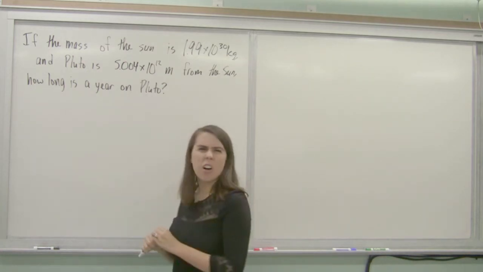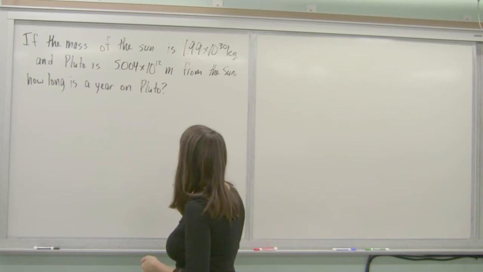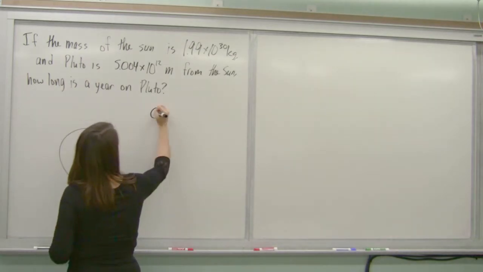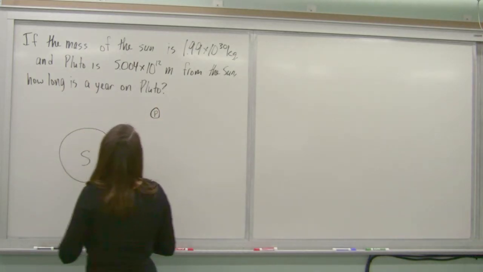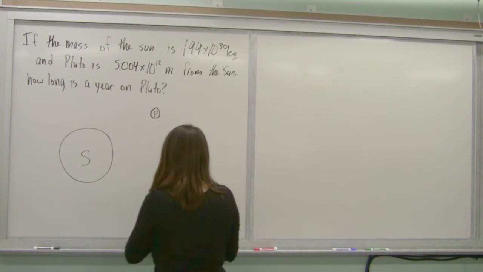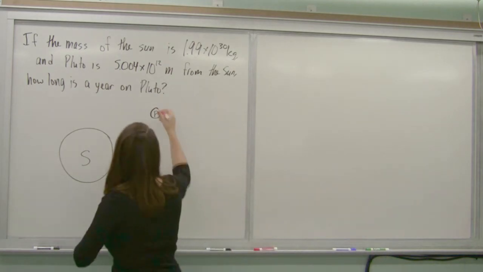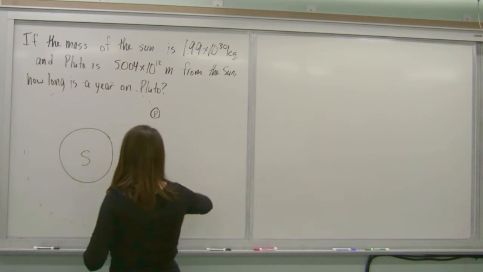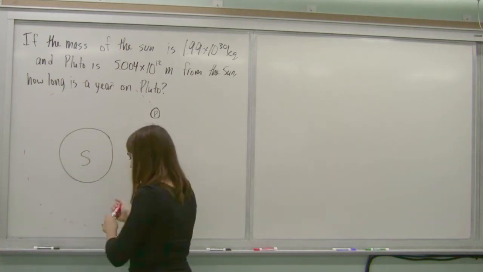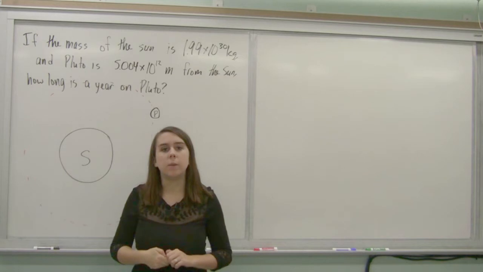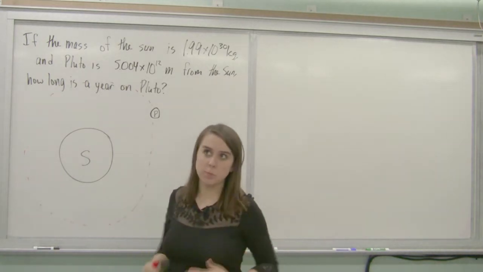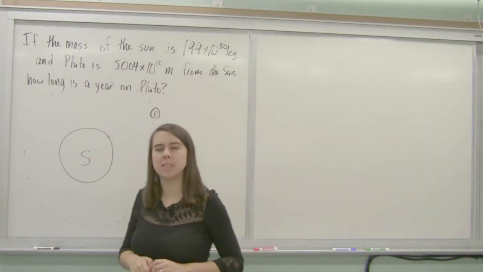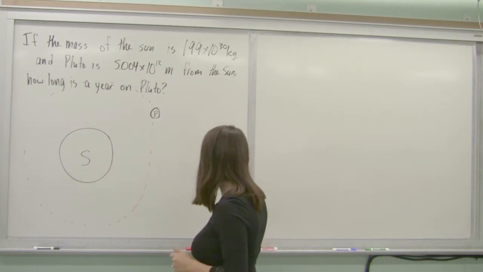Let's go ahead and draw them, even though we're not going to be able to draw them to scale. So here's the Sun, here's Pluto, and we know that Pluto is going around the Sun. We know that orbits are actually elliptical, but we're going to pretend this is a circular orbit for the purpose of this problem. Maybe I should have said in the problem, assume this is a circular orbit, even though that's not the best assumption to make, especially in the case of Pluto.